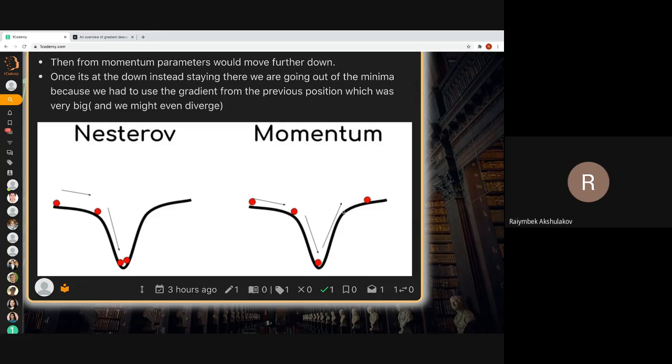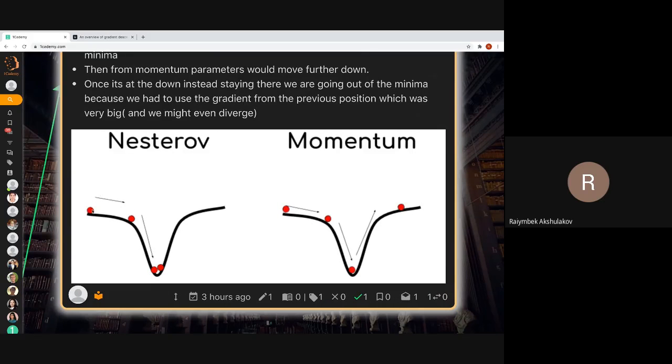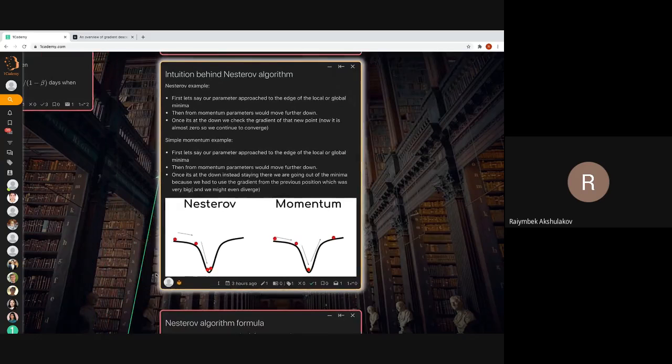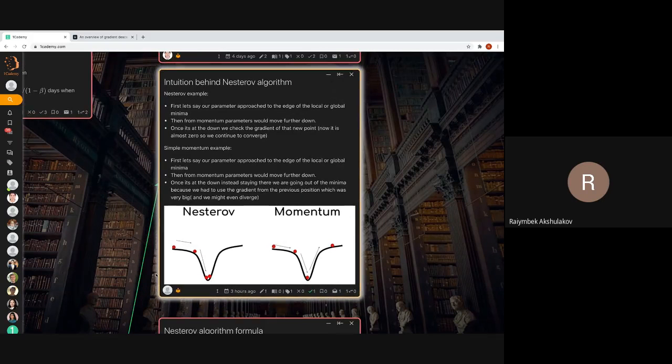We can go out, and there might also be a bigger gradient, and we actually might diverge. Where the Nesterov algorithm would say we moved to the edge, and now we move with the momentum down, and now we can recalculate the gradient at this point, which is very small, and we're not going to move almost. And we're actually going to converge faster. So in this way, the Nesterov algorithm is a bit more intuitive than the momentum algorithm.